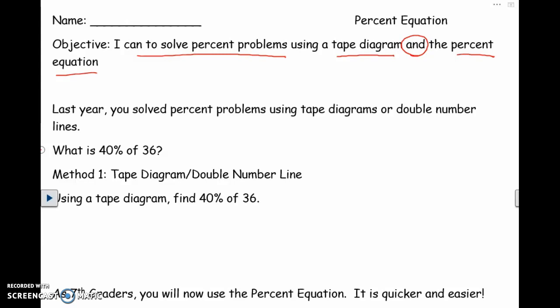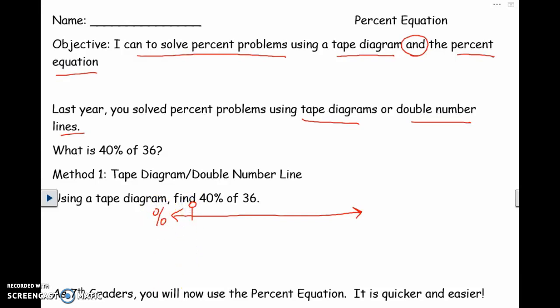Let's think back to yesterday when we did the Skittles activity and we found percents, fractions, and decimals. Last year, you solved percent problems using tape diagrams or double number lines. I love double number lines. So I'm going to do one with you just to refresh your memory from last year. We start with 2 number lines. You can also do 1, but I like to do 2. This is 0, and this is the percent number line right here.